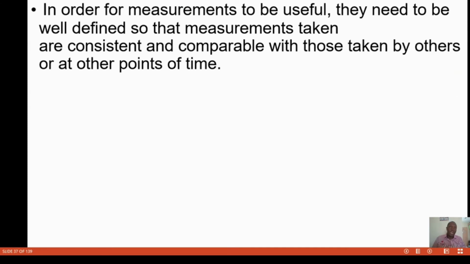Now, in order for the measurements to be useful, they need to be well defined so that measurements taken are consistent and comparable with those taken by others or at other points in time. And we'll see that aspect of precision when we come to the breeder's equation.